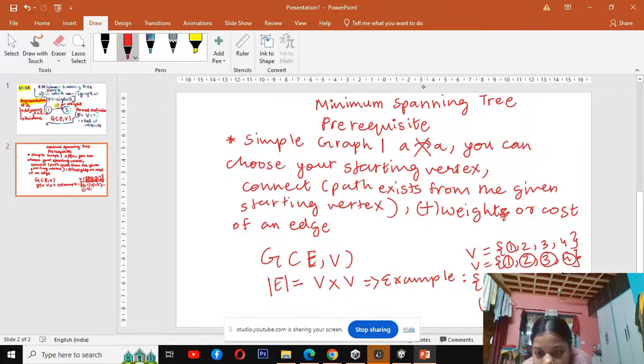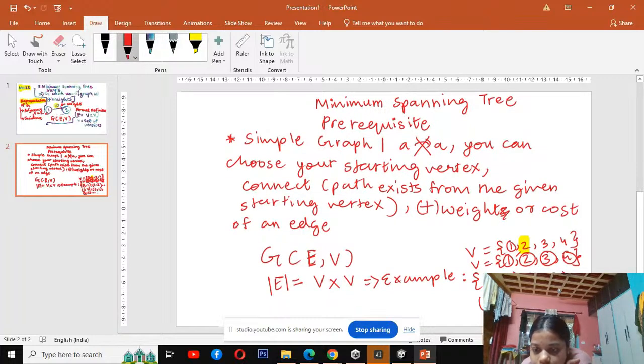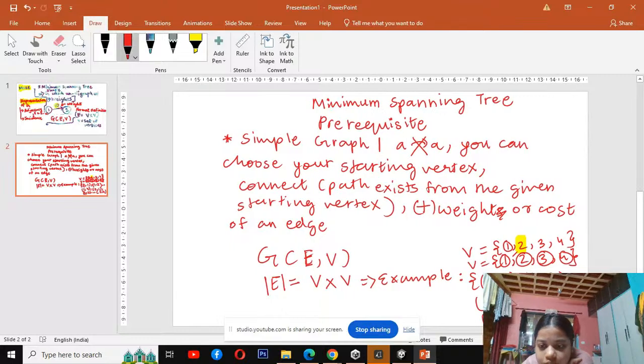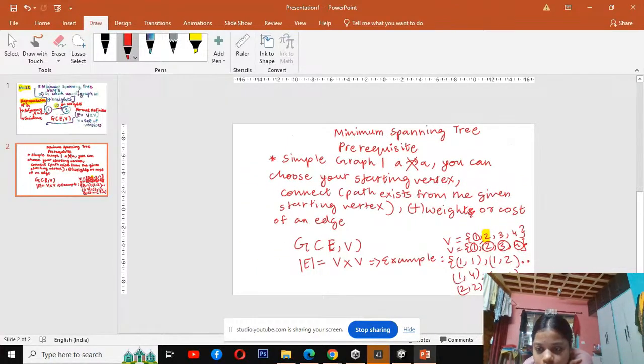Similarly, you have 2 comma 1. Now you choose this. I'll just mark this with a yellow marker. Then you go 2 comma 1, 2 comma 2, and you continue till you get 2 comma 4. You continue till you get 4 comma 4. So I'll zoom out so you can get a bigger picture. I give you the example so you can understand what I mean by the cross product. Sorry, it's not cross, it's called the Cartesian product in discrete mathematics.